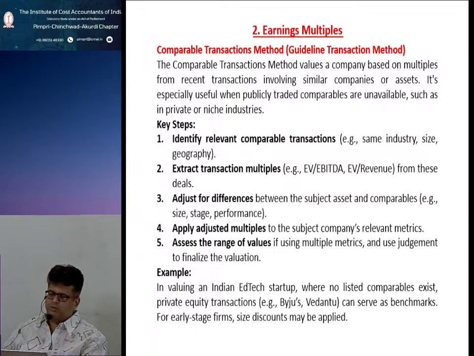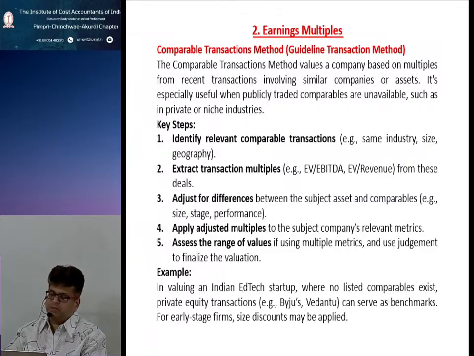The key steps involved in comparable transaction methods are: first, identify relevant comparable transactions, for example same industry, size, geography, etc. Second, extract transaction multiples, for example EV to EBITDA or EV to revenue, from these deals. Third, adjust for differences between the subject asset and the comparables, for example size, stage, performance. So for these differential aspects, adjustments have to be done.